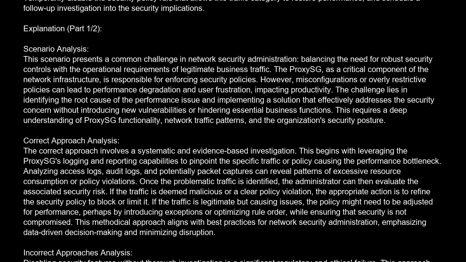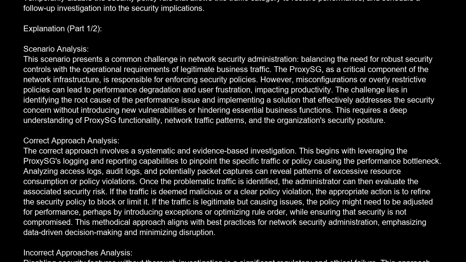Once the problematic traffic is identified, the administrator can then evaluate the associated security risk. If the traffic is deemed malicious or a clear policy violation, the appropriate action is to refine the security policy to block or limit it. If the traffic is legitimate but causing issues, the policy might need to be adjusted for performance, perhaps by introducing exceptions or optimizing rule order, while ensuring that security is not compromised. This methodical approach aligns with best practices for network security administration, emphasizing data-driven decision-making and minimizing disruption.